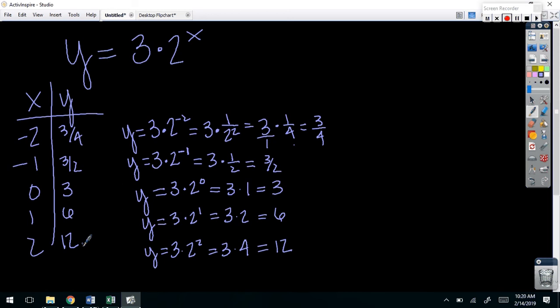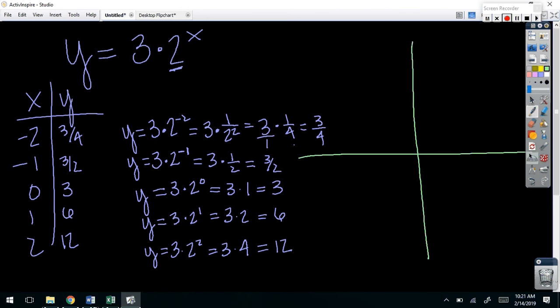Each one of them, the rule's already right there. That's right. So you know that each one is being multiplied by 2. That's your B, right? I'm going to graph this. Here we go. It's not as hard as you think.